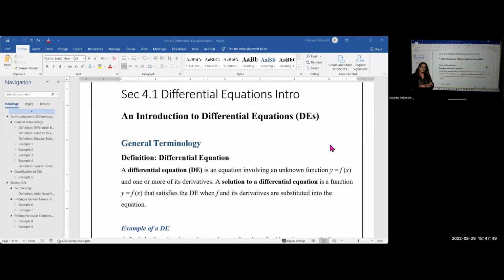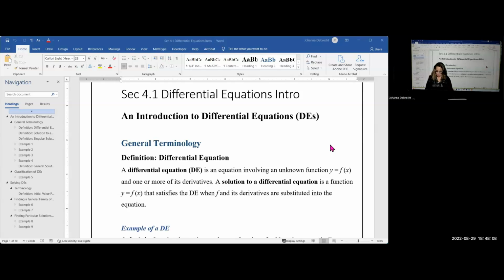So a solution to the differential equation would be some function y, which is probably a function of either x or t, that satisfies the differential equation when the function and its derivatives are plugged into the differential equation. So when they're substituted in.